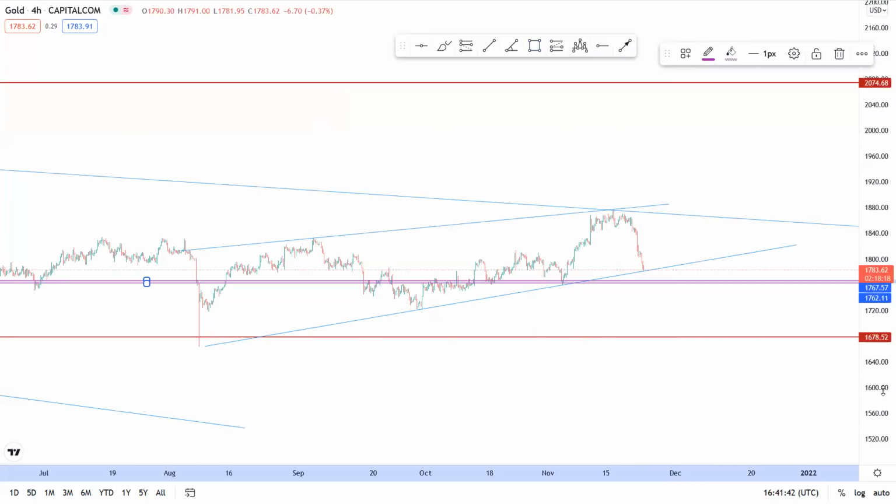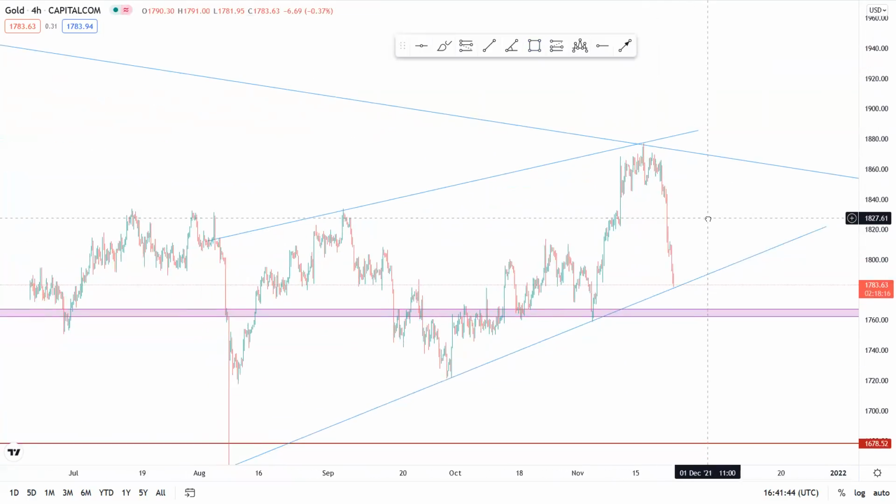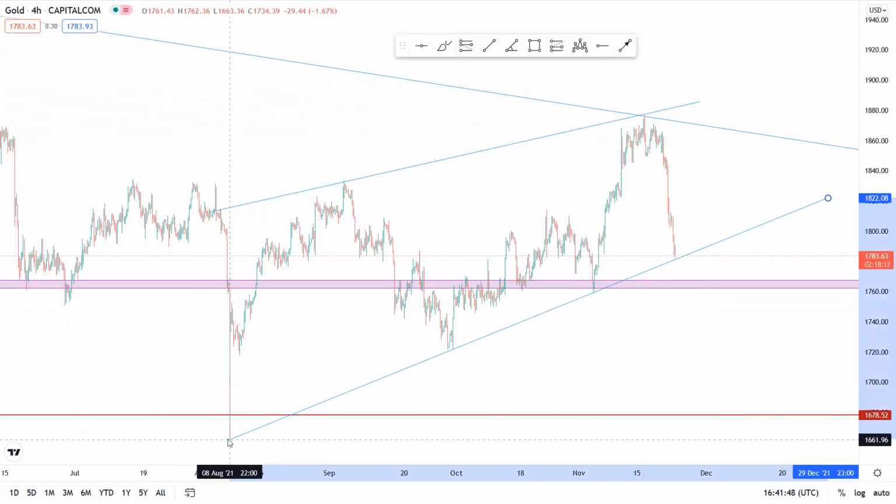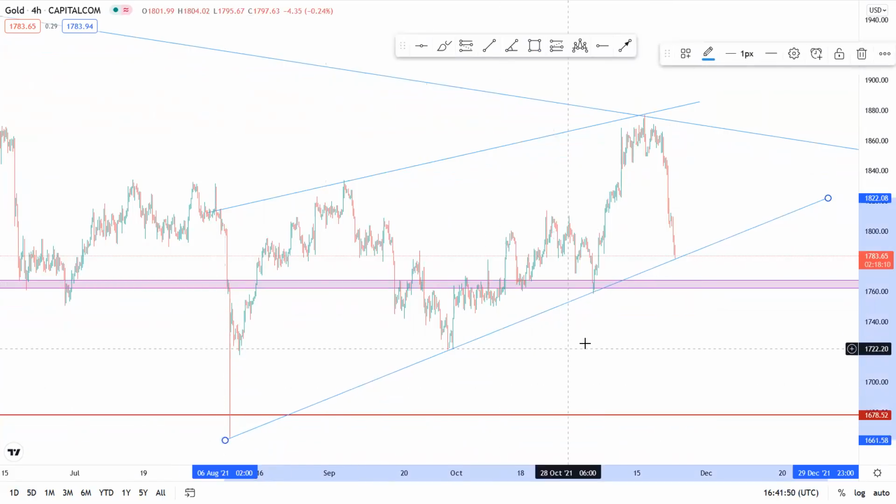H4. This is what we actually have. At least you haven't broken the diagonal support. You haven't confirmed anything. You understand? You're still on buying opportunities because this is your support. On the support you buy, on the resistance you sell. You understand? So this is how it is.